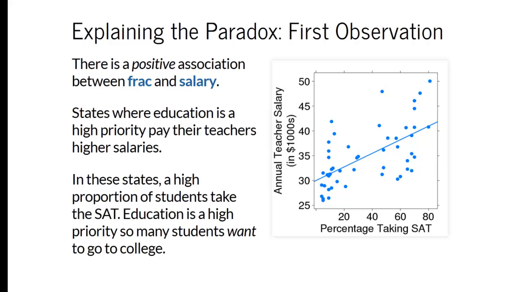We first want to study the relationship between X and Z. In other words, we want to study the relationship between frac and salary. When we plot this scatter plot, we see that there's a positive association between frac and salary. States with a high percentage of their students taking SAT are states where education is a high priority. Those states also tend to pay their teachers more money.